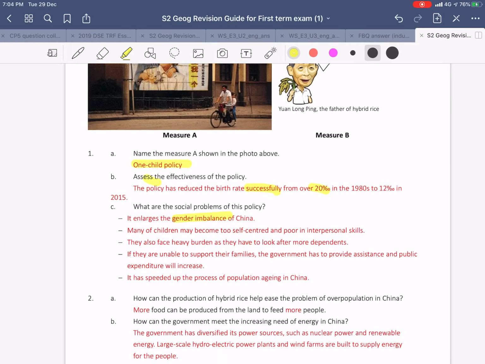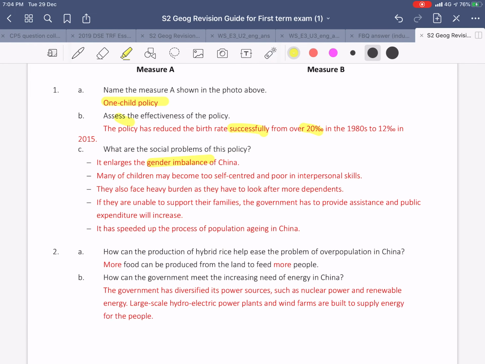Okay, many children are too self-centered. Wow, seems like talking about Form 2 students, right? Poor interpersonal skills. Why? Don't be angry so easily. Don't quarrel with your friends easily. Okay. Heavy burden, as they have to take care of more elderly later. They are unable to support their family. The government has to provide more resources to take care of the old people.